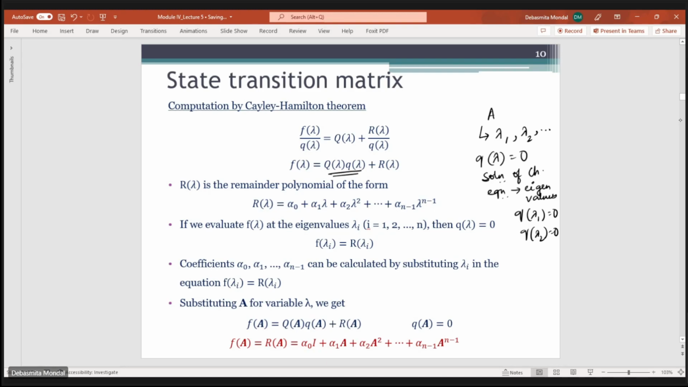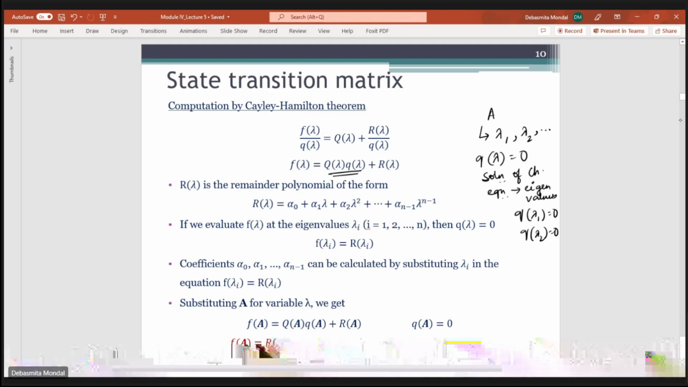So if you have, let's say, n number of eigenvalues, you can find n number of equations. You can solve those n equations and find the values of these coefficients, alpha 0, alpha 1, till alpha n minus 1. Once you have found those, you can simply write that f of lambda is given by alpha 0 plus alpha 1 into lambda, and so on, with this equation.